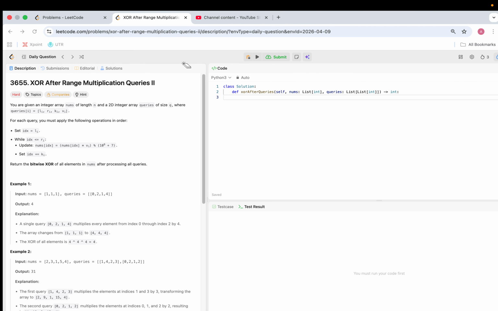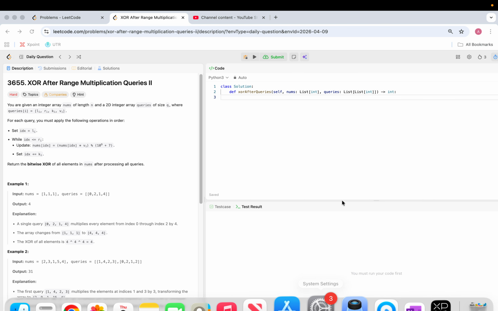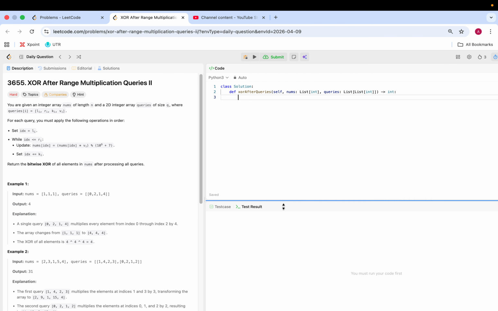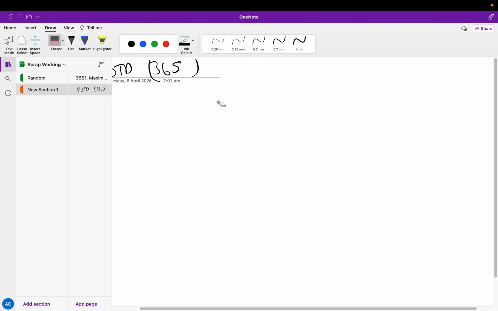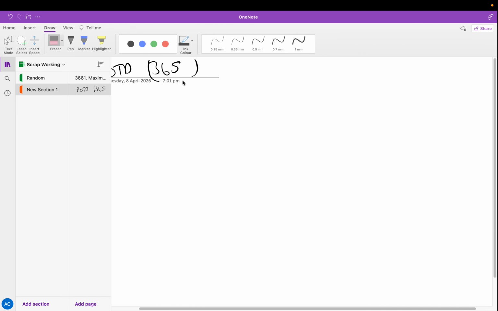Is the app open? No, it's not. So let me just make sure that the desktops are lined up like this. Okay. So this is 3655.